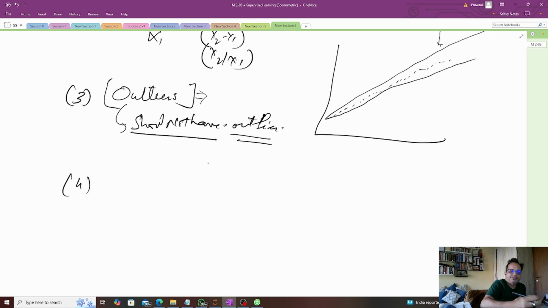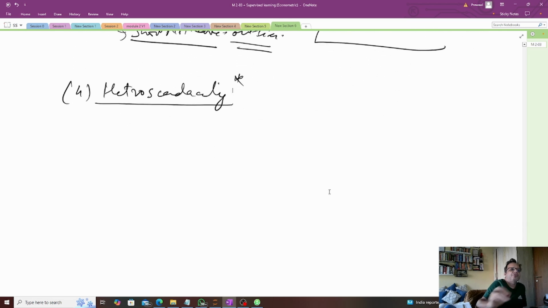The fourth assumption, which is the most important and most asked, is called heteroscedasticity. You will hear about this term very often, even if you go for interviews, and it's a favorite term to be asked by a lot of interviewers. Then there is a term called homoscedasticity, which is just the opposite of heteroscedasticity.